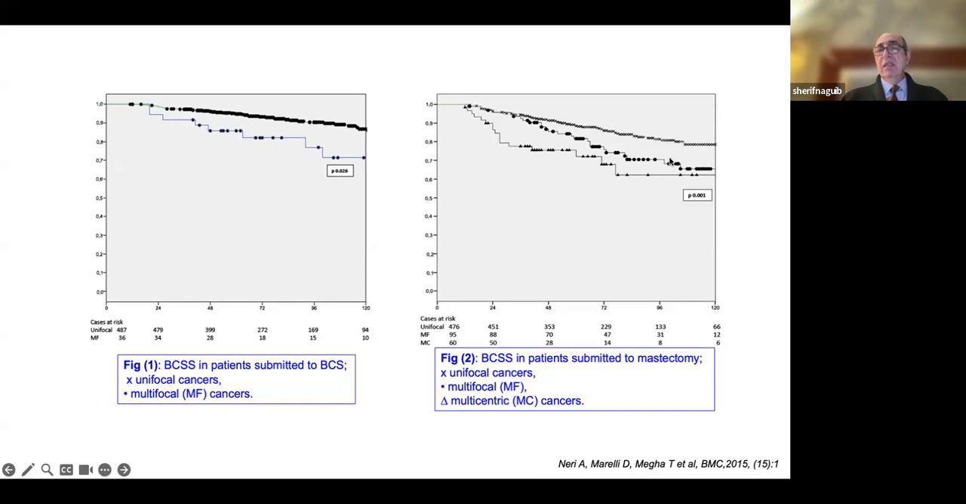Nevertheless, if you compare breast conservation surgery to mastectomy, you will find that the survival was almost the same when you compare each of unifocal, multifocal, or multicentric alone. They gave the same survival, whichever surgery was used.